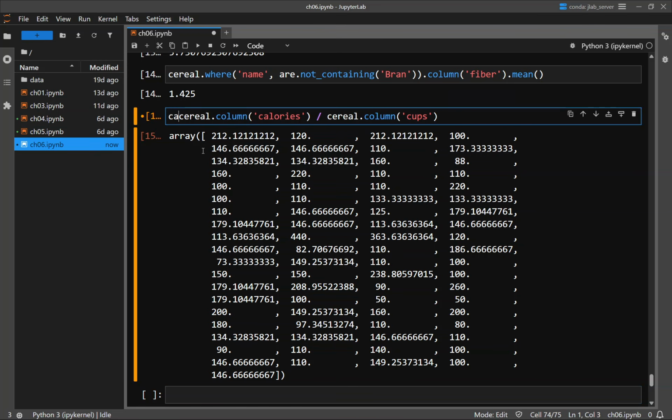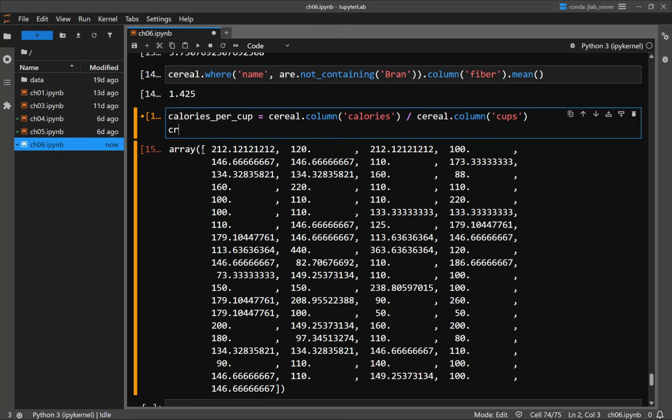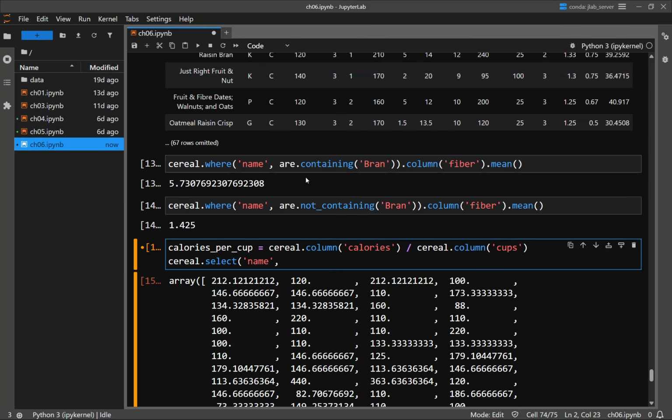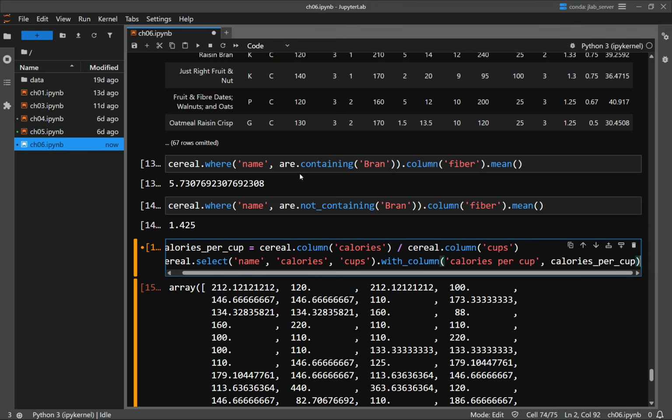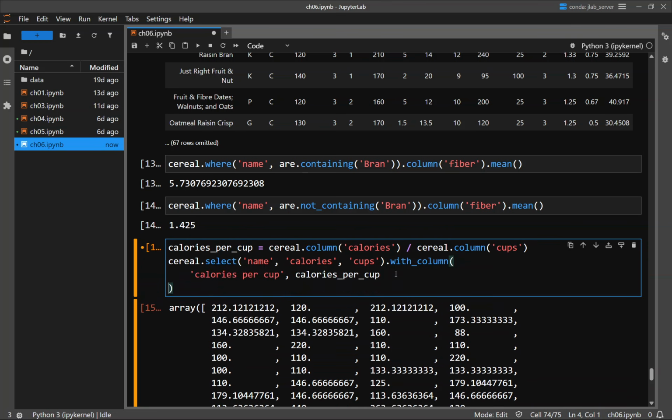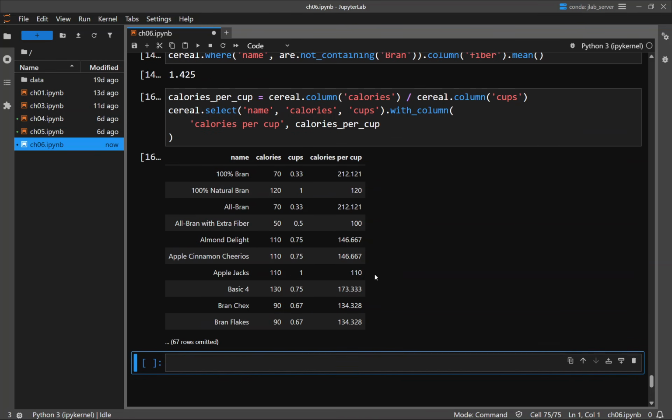And we could attach this per cup to the table again. We'd be like cereal. Let's select out just things that are interesting to us. Let's select out the name of the cereal. Let's do the calories, the cups, and then to that we can add a column with column. We can be like calories per cup, and we could put this thing that we just solved for right there. Let's try to make this visible. That'd be nice. That's for every cereal.